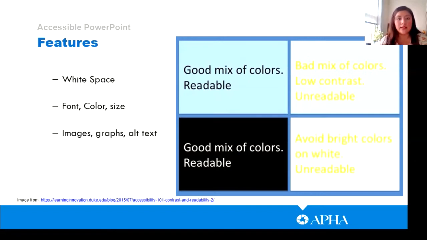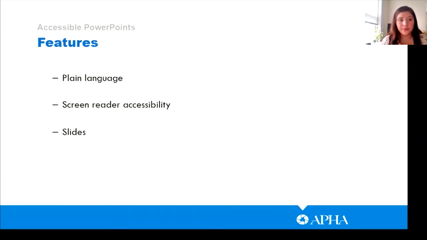For example, the image on this slide includes 4 different images with varying text and background color, and you can see what the contrast looks like on each. Also, always be sure to include alternative text with all visuals. Visual content includes pictures, smart art graphics, shapes, groups, charts, embedded objects, and videos. Additional features include plain language. So the standard right now would be at a 6th grade reading level.